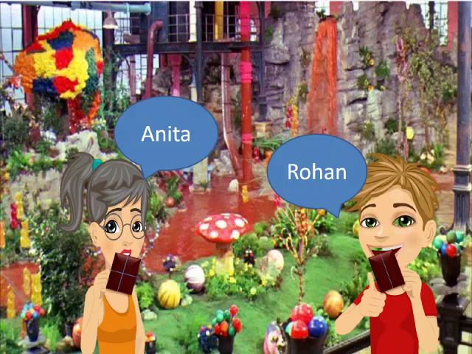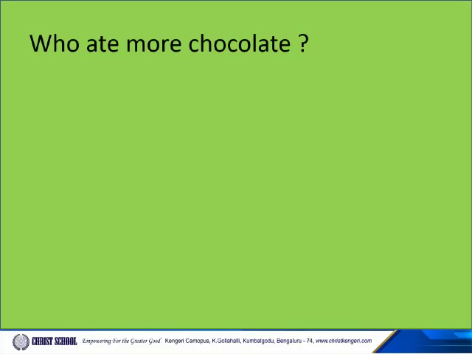Anita and Rohan were enjoying in the chocolate factory. Anita and Rohan ate chocolate bars of the same size. Anita ate 2 pieces of her chocolate bar, while Rohan ate 1 piece of his bar. Who ate more chocolate?